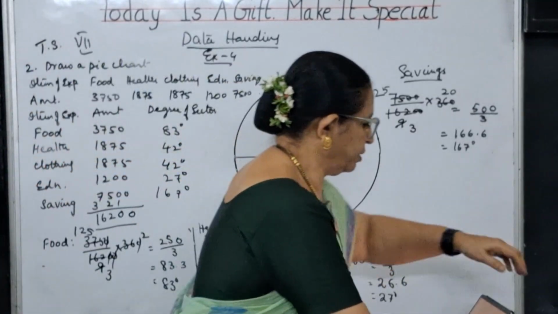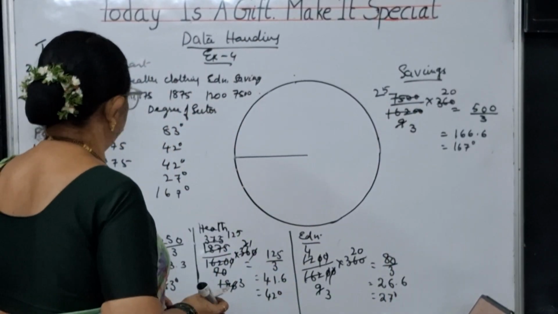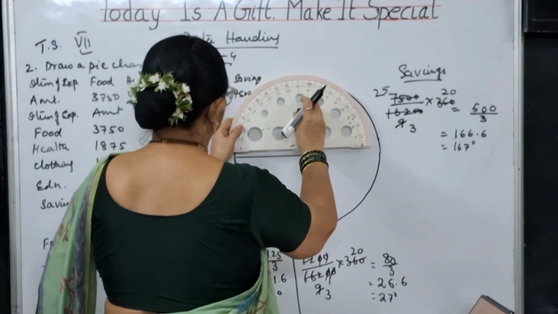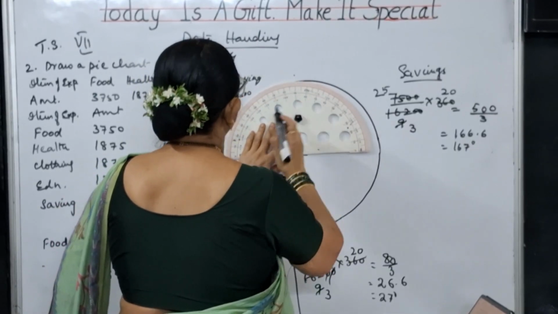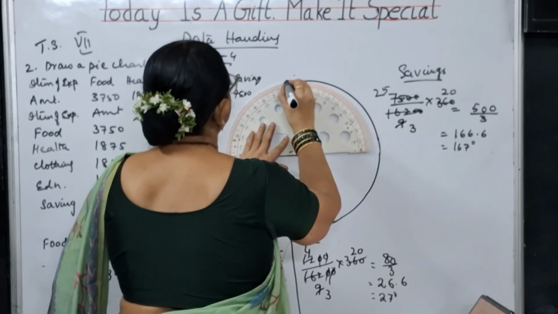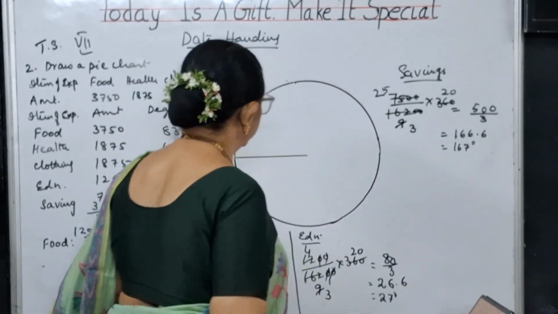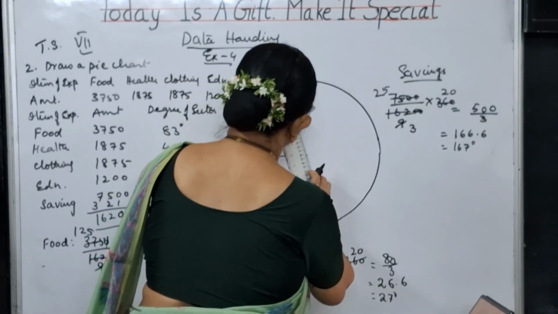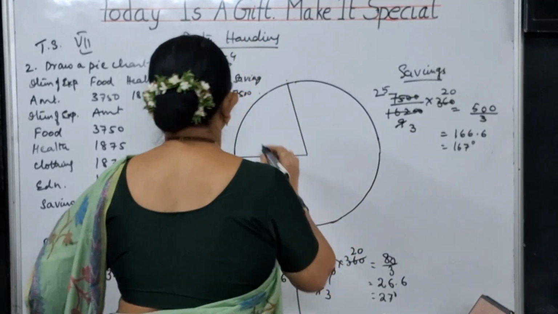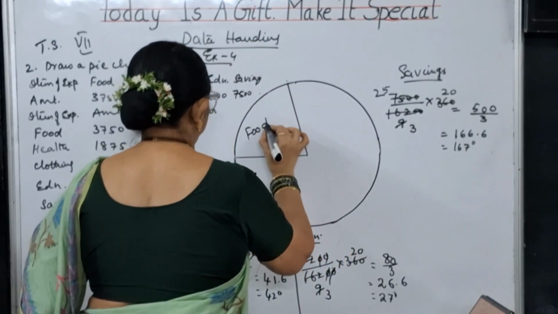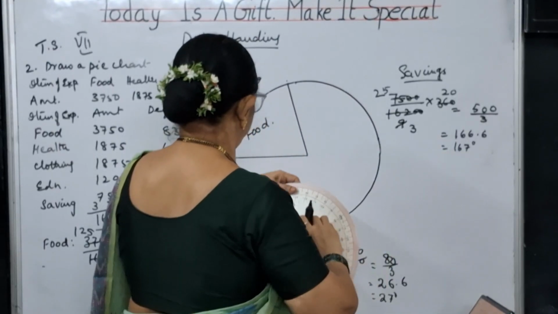This you need to represent in the circle. First 83 degrees. So this is the one. 83 degrees is here. So this is for food. Next 42 degrees.